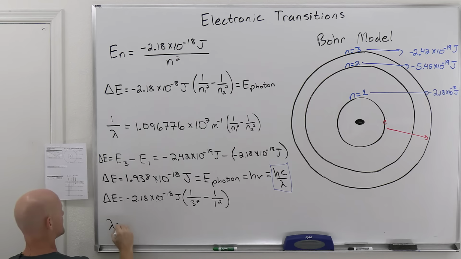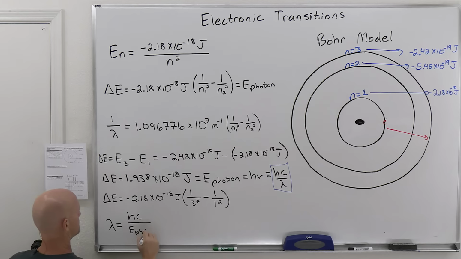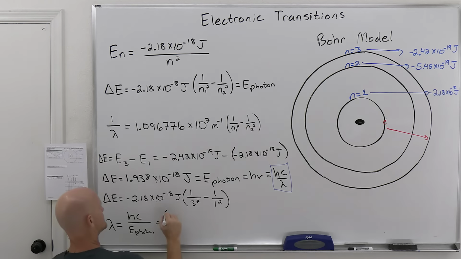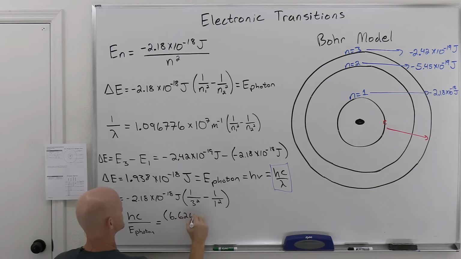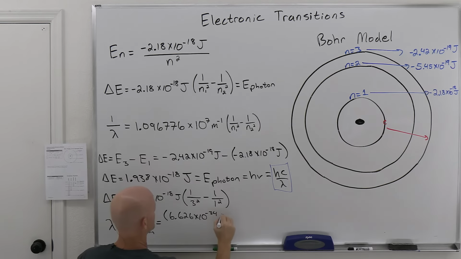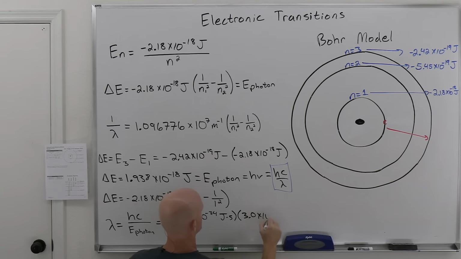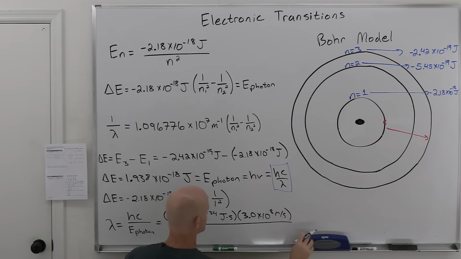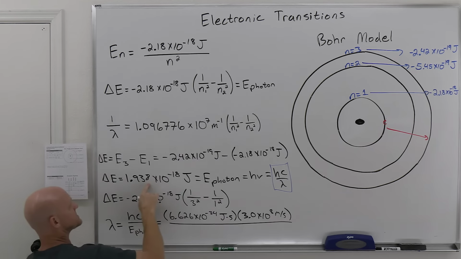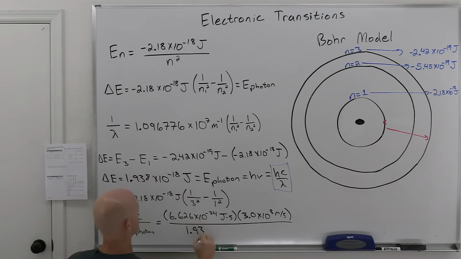We can rearrange that to be lambda equals hc over the energy of the photon. h, Planck's constant, is 6.626 times 10 to the negative 34 joule seconds. We learned that one in the last lesson. Probably not something you need to memorize, probably something you'll be provided with. And the speed of light, c, is 3.0 times 10 to the 8th meters per second. Also a constant you're often provided with, but some of you will have to memorize that one. Then we divide by the energy of the photon we found, 1.938 times 10 to the negative 18 joules.